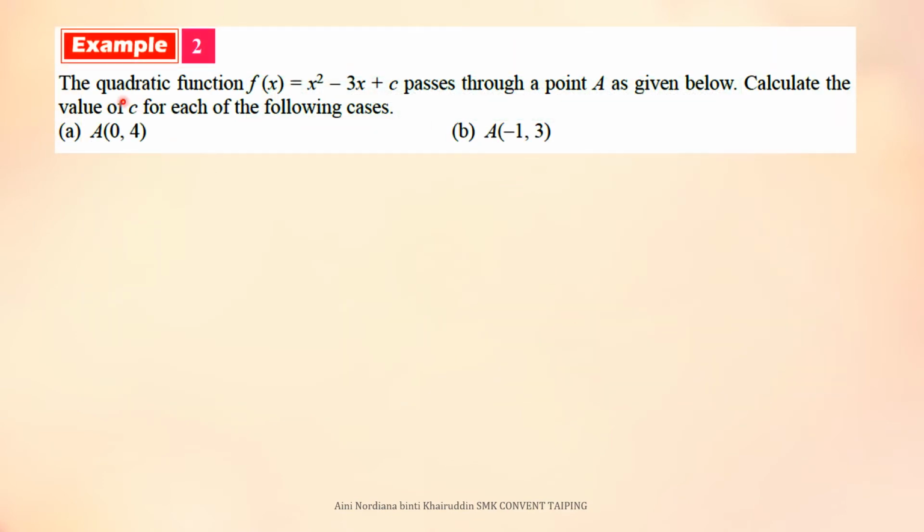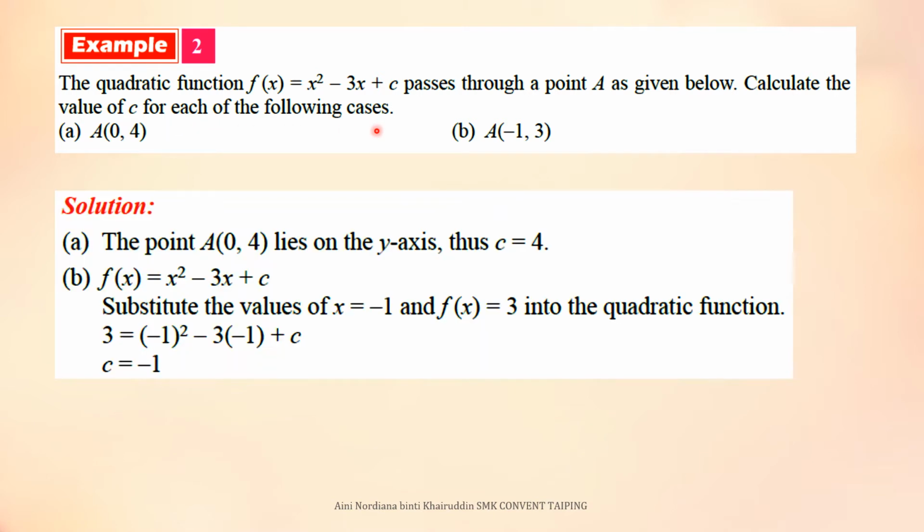Have a look at example 2. The quadratic function f(x) equals x squared minus 3x plus c passes through a point A as given below. Calculate the value of c for each of the following cases. Look at the solution. The point A (0, 4) lies on the y-axis. Thus, c equals 4.